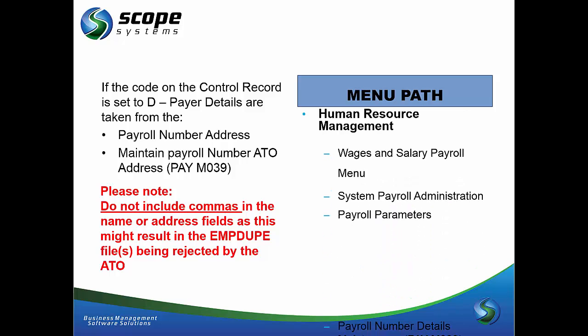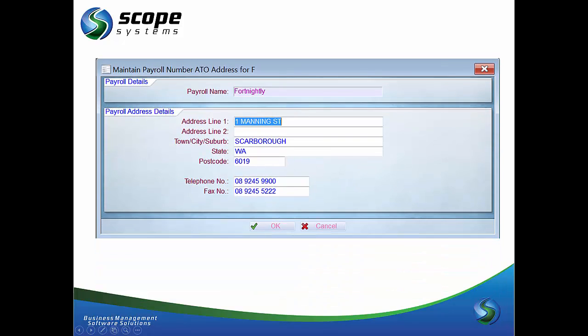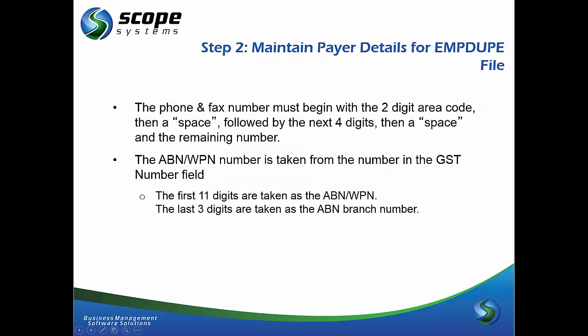If you choose to use the payroll number address, one, you need to fill it out because it's generally not filled out. So you go to the wages and salary payroll menu, system payroll administration, payroll parameters, payroll number details maintenance, and then you go to the address on the back of each payroll number if you choose to use this method.